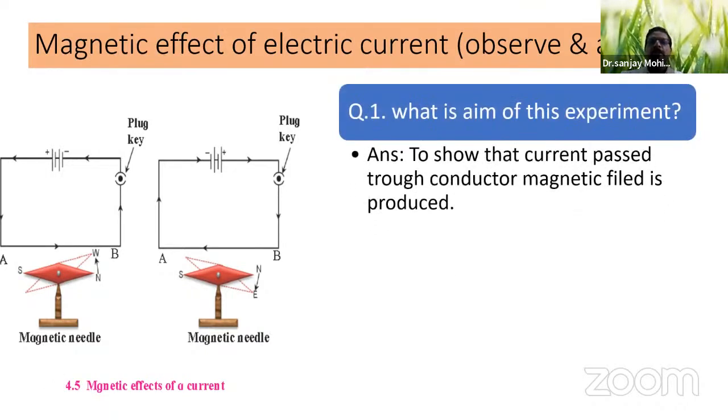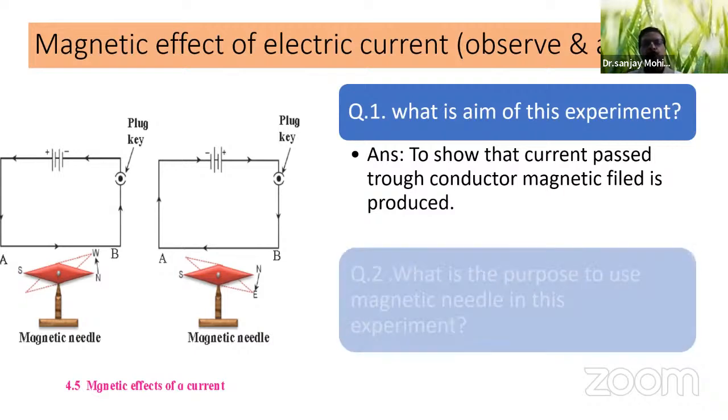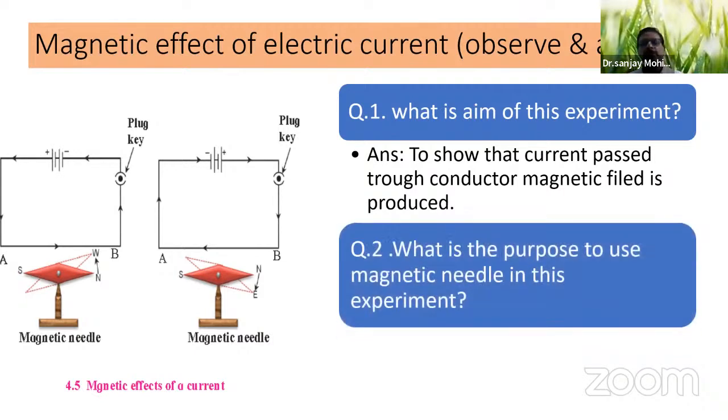So the first question that can be asked: what is the aim of this experiment? So we can write: to show that when current passes through the conductor, a magnetic field is produced. Another question: what is the purpose of use of the magnetic needle in this experiment? Why is the magnetic needle used?